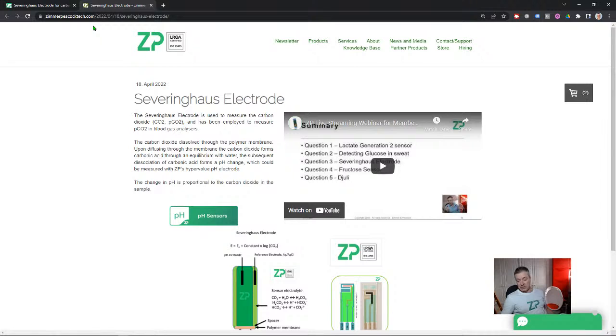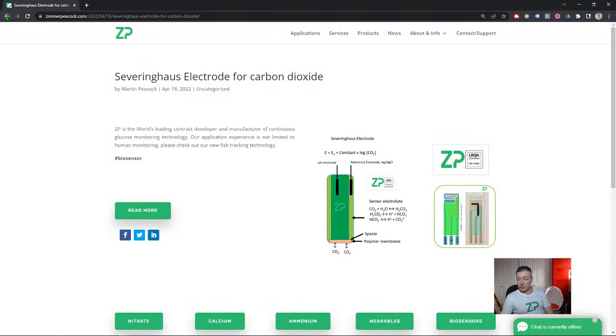The relevance is that at Zimmer Peacock, we're an ISO 13485 business. As part of that, we are very involved in things like blood analysis, and one of the analytes that people are interested in is carbon dioxide in blood. Traditionally that was done by the Severinghaus electrode, and I think at ZP we're starting to help people modernize that Severinghaus electrode, making it more solid state.